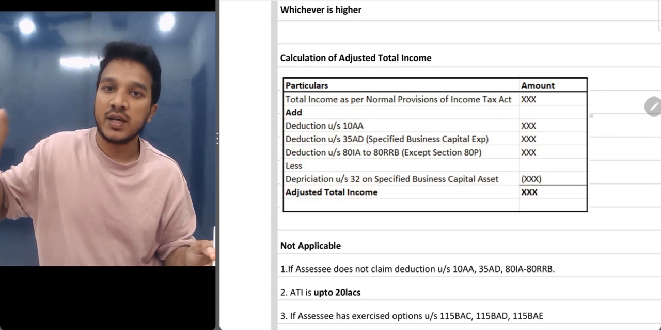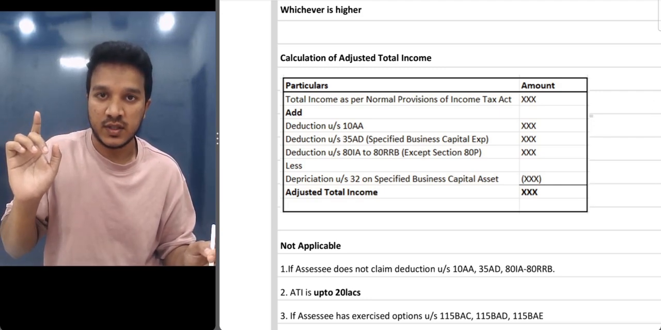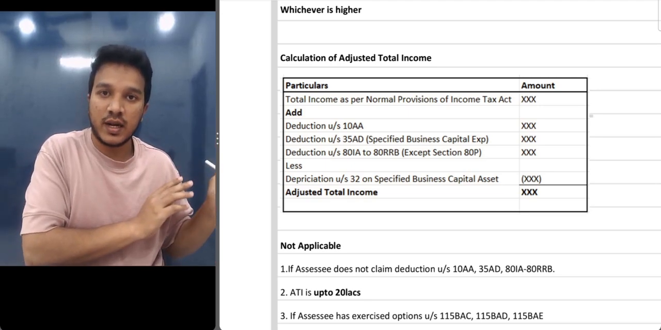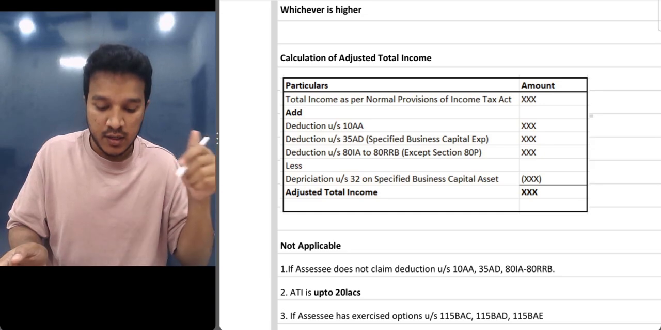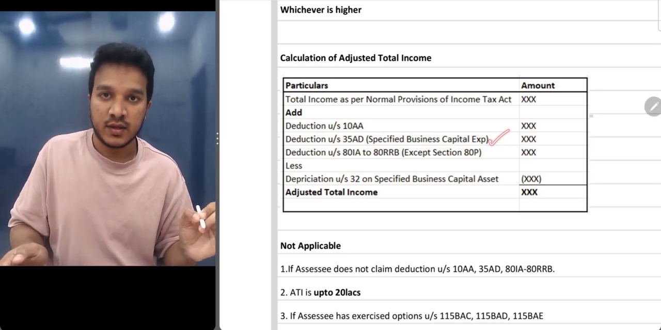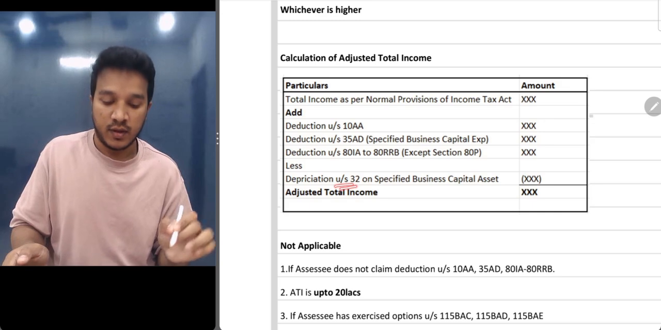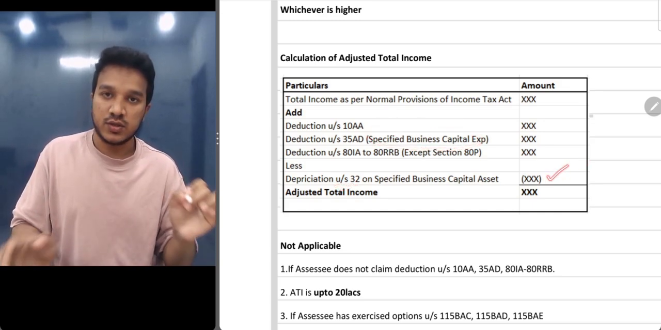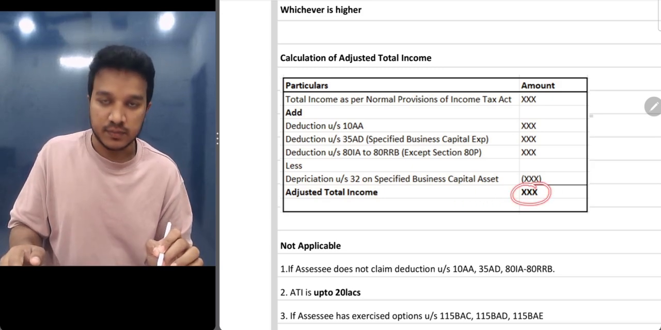Since earlier you were claiming 100% of the deduction, you were not claiming depreciation. You were not allowed to claim depreciation as per section 32 because you were claiming 100% deduction. So there was no point in claiming depreciation back then. Now you are adding this back. So you are allowed to claim depreciation under section 32 on these capital assets. So that one you will reduce. Only that one only you will reduce. And then you will come to adjusted total income.